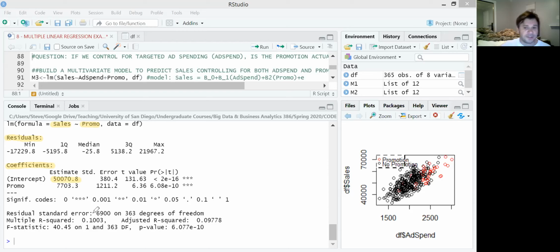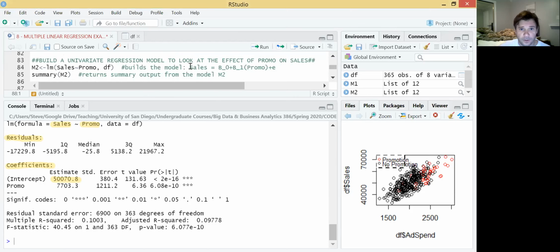Which tells us that if we don't run a promotion, if promotion is equal to 0, like we plug in a 0 for the promotion variable up in our regression. Right, here was the equation. We're plugging in a 0 for promotion into the regression. We didn't run one. What are we going to get? Well, we're going to get just B0 along the regression line there in terms of the fitted value. And that's what that intercept term is, right? If we don't run a promotion, on average, we're going to sell about 50,000 units.